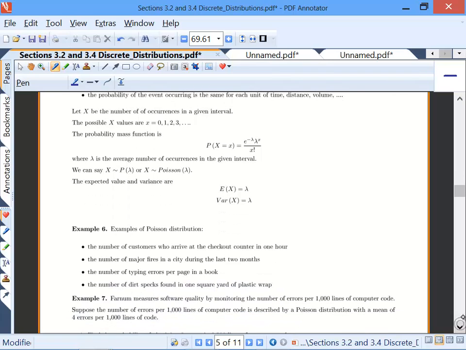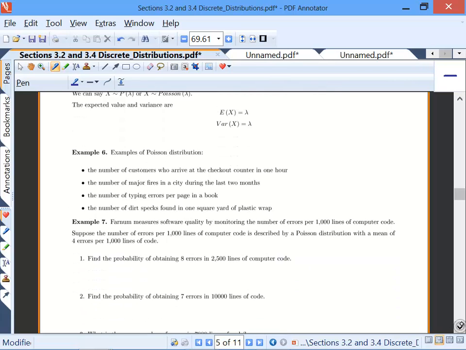Examples of the Poisson distribution are the number of customers who arrive at the counter in 1 hour, the number of major fires in a city during the last 2 months, the number of typing errors per page in a book, or the number of dirt specks found in 1 square of plastic wrap. So we have a specified unit of time, length, or volume, and we're looking for the number of occurrences.